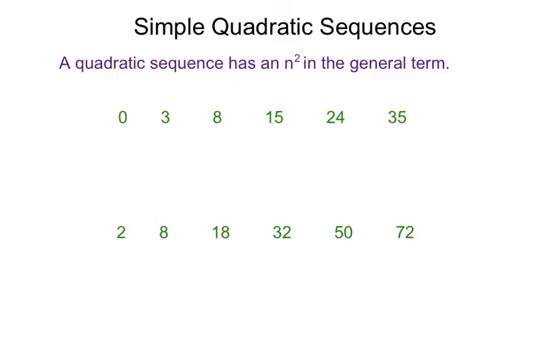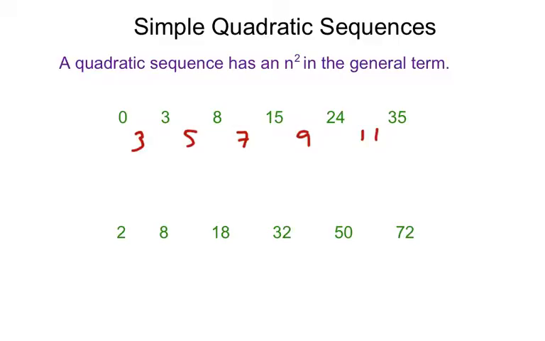So let's have a look at a couple of quadratic sequences. Now here we don't know the general term, but we've got two sequences, and there's one thing we need to notice with these. If we do like we did for a linear sequence and try to find the difference, we notice that each time the difference is different.